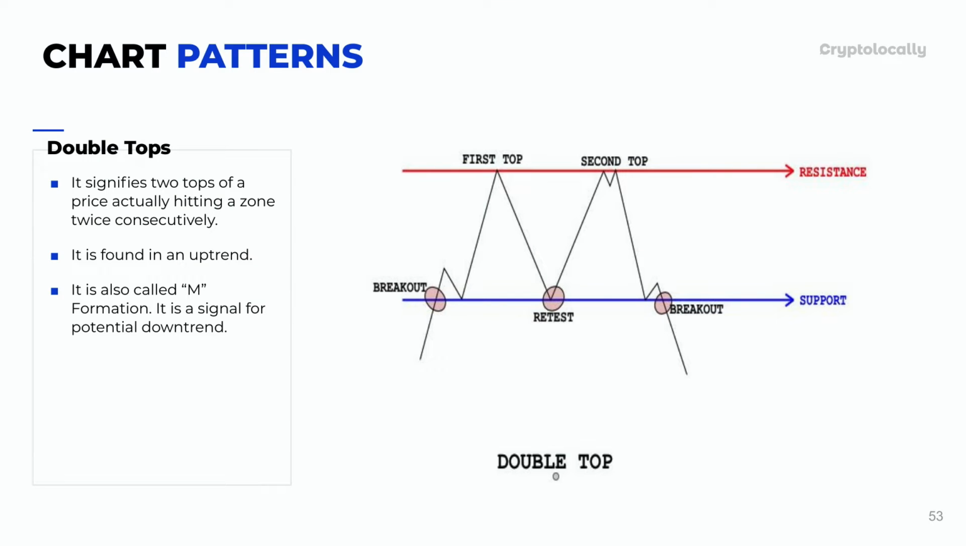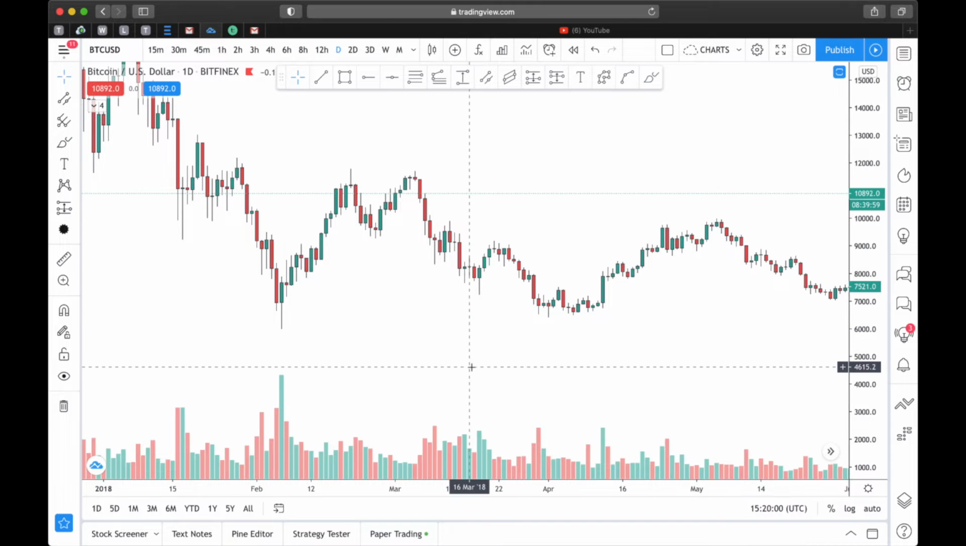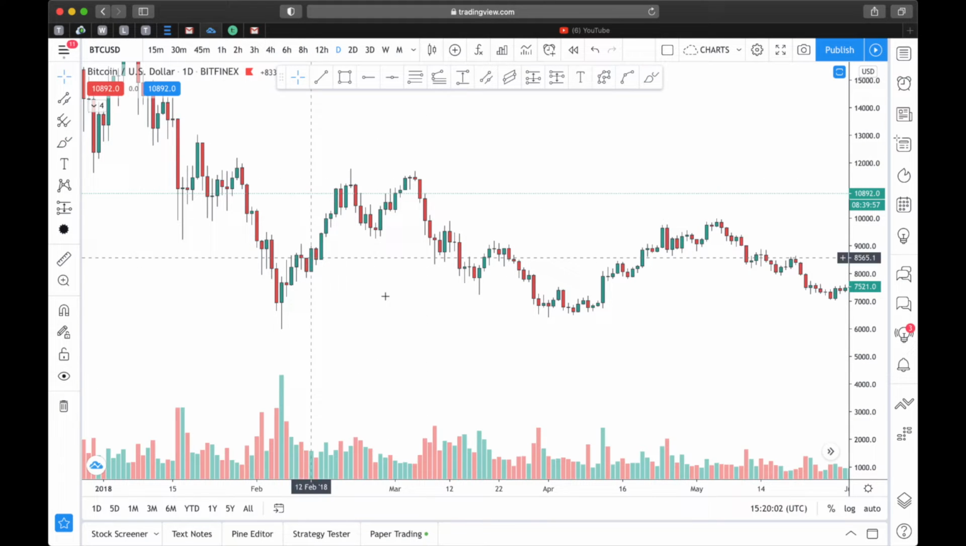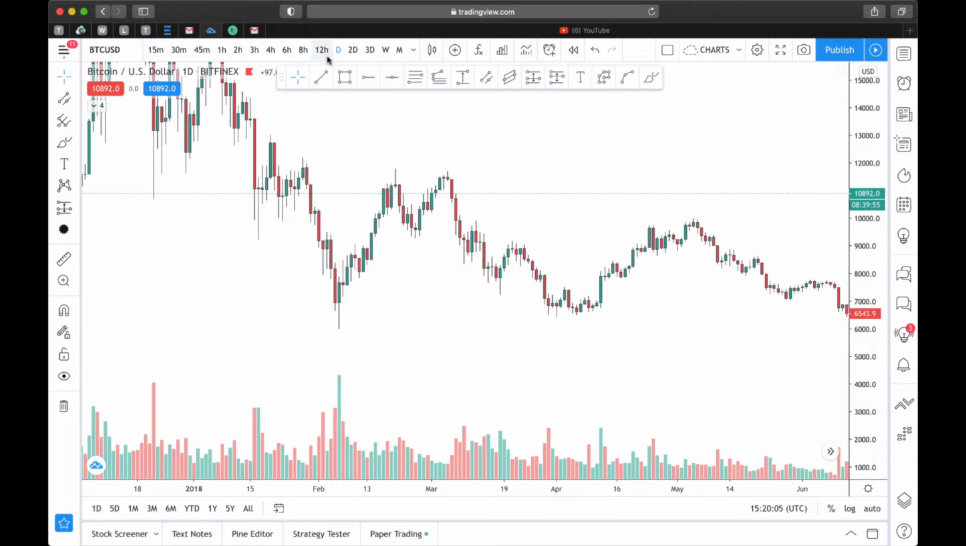The next one on the list is going to be double tops. So what are double tops? Double tops are shapes that signify two tops of a price hitting a zone twice consecutively, and it is found in an uptrend. So let's see this in a real life scenario. An example of a double top is this region right here. This is a double top right here.